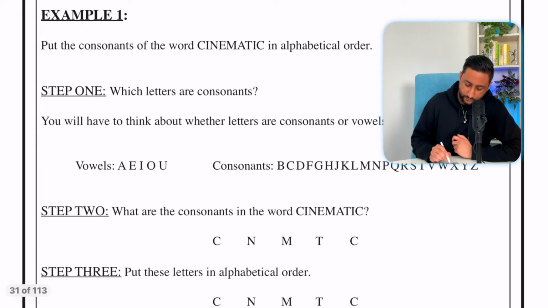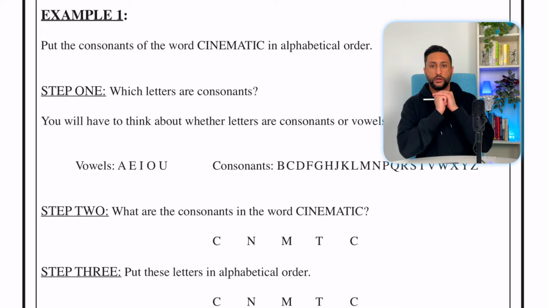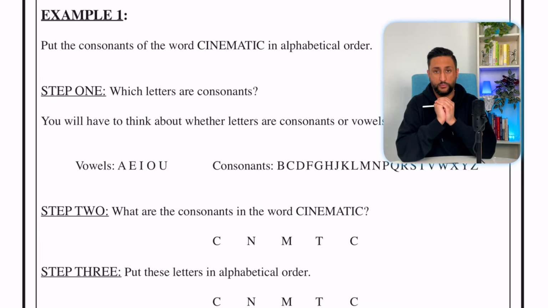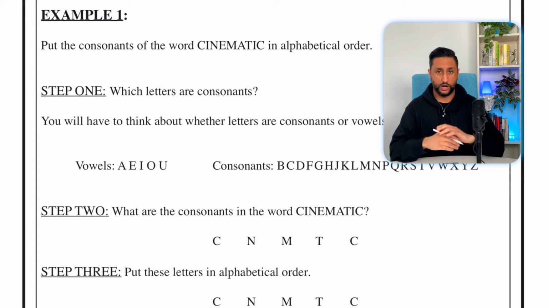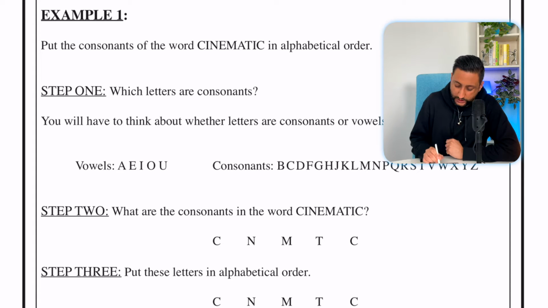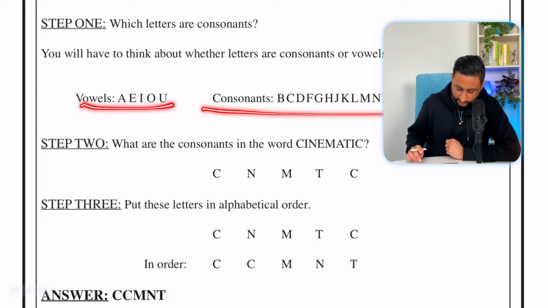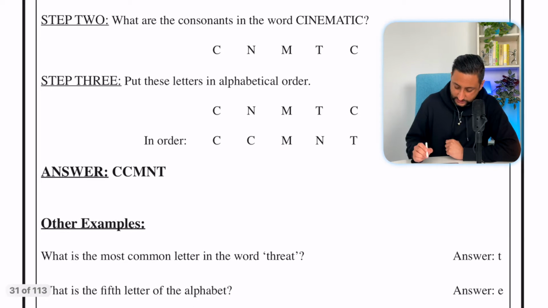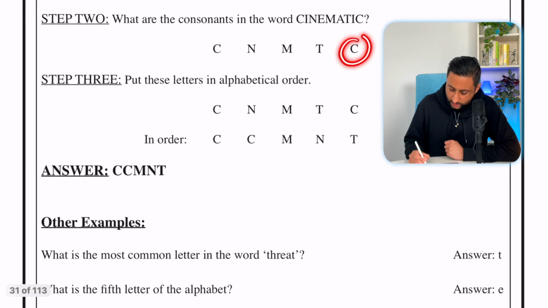So the first example, put the consonants of the word cinematic in alphabetical order. So firstly, what is a consonant and what is a vowel? Well, vowels are A, E, I, O and U. Consonants are all the other letters. In this word cinematic, we've got to figure out which letters are consonants. As you can see here, vowels, consonants. So step 2, the consonants in the word cinematic are C, N, M, T and C. Notice how we've put the C twice in that list because there are 2 different C's in that word.